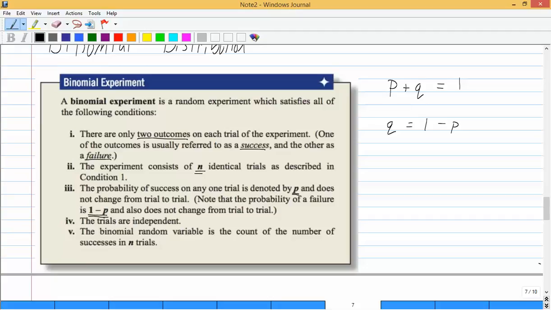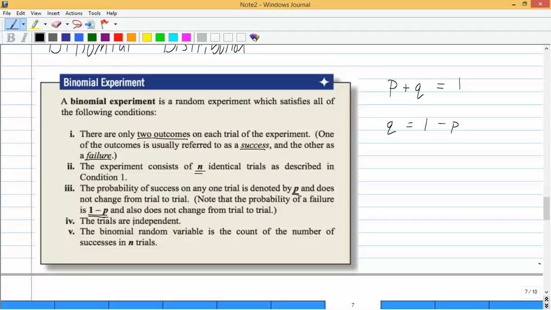I talked about a defective product or a non-defective product. If I go and select 100 tires, it's going to be the same probability that I get a bad tire in each set of 100 that I take. That probability is not going to change. The trials are independent.